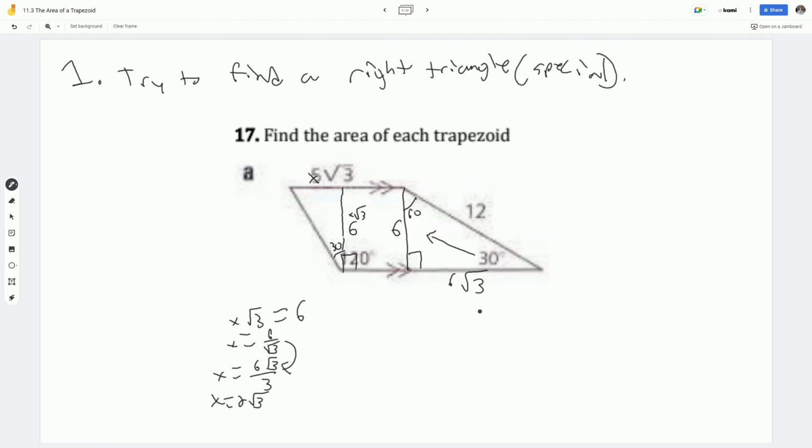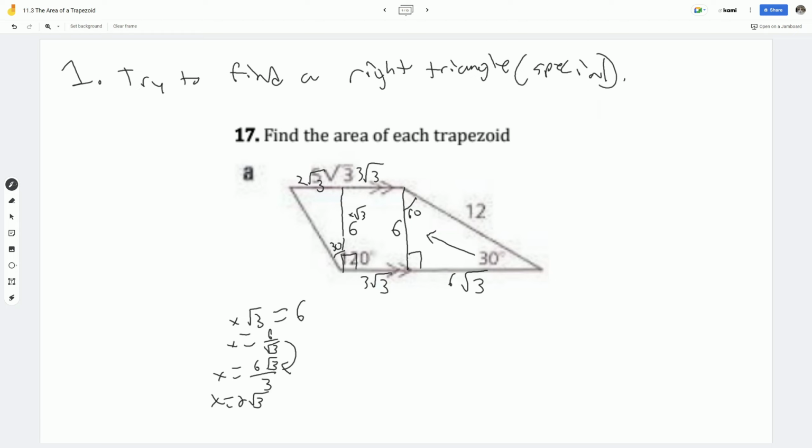So we know this side right here is 2 root 3. And because this side right here is 5 root 3, we know this side has to be 3 root 3. And if this side is 3 root 3, we know this has to be 3 root 3. Now we can finally solve for the area of the trapezoid. We have both of the bases and we have the height.